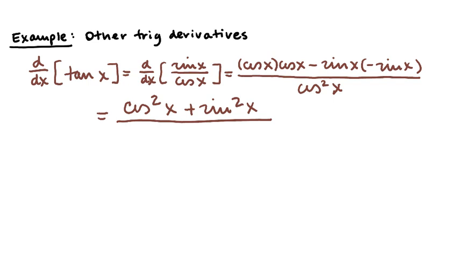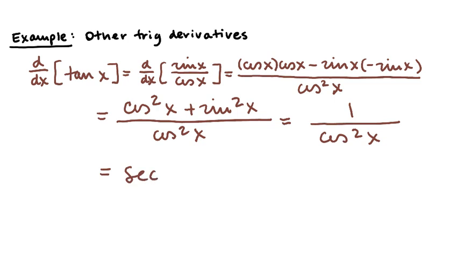All right, and then the cosine squared in the denominator is going to stay there. And so now that's 1 over cosine squared x, which we could call secant squared x, which is what I told you last time that the derivative of tangent was.